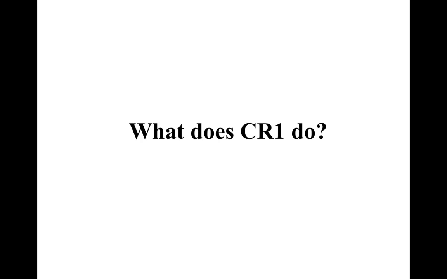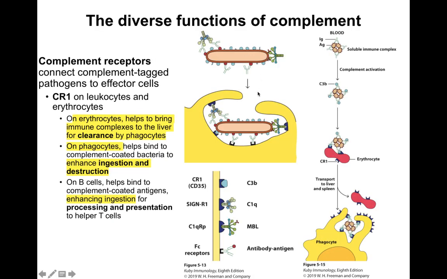What does CR1 do? It can help remove immune complexes from the blood. CR1 is on the surface of red blood cells, and it can help bring immune complexes to the liver or spleen so that they can be cleared from the blood. It's also on phagocytic cells, and if CR1 is bound to C3b, it can enhance phagocytosis of pathogen, so improve the eating and destroying of it by phagocytic cells.